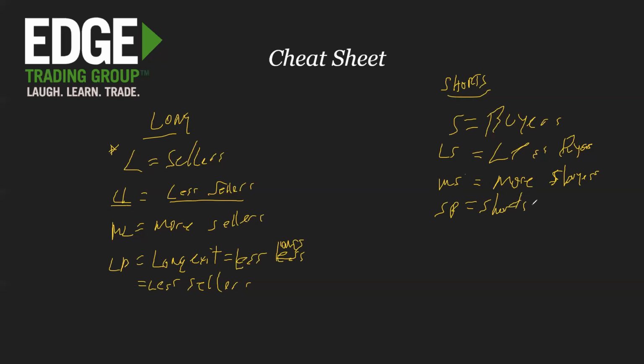All right. If shorts exit, are there more or less of them? There's less shorts. So if there's less shorts, LS, I go to here and that tells me there's less buyers. I could follow what I need to get less buyers. You kind of work backwards, right?